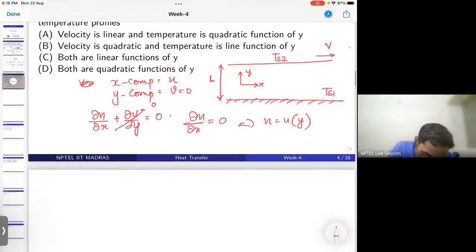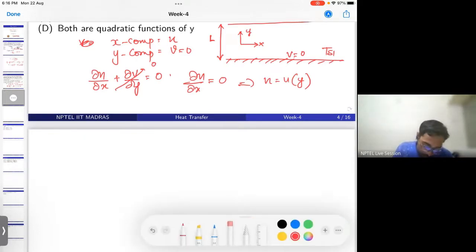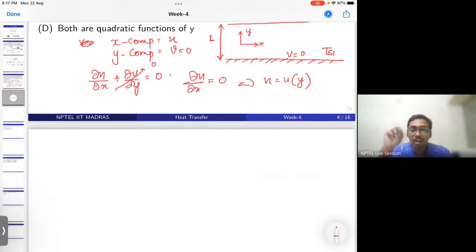So here v is equal to 0, right? So at y is equal to 0. We have to find out the velocity profile and apply the boundary conditions. So we get u is a function of y only. There is no dependence on x.